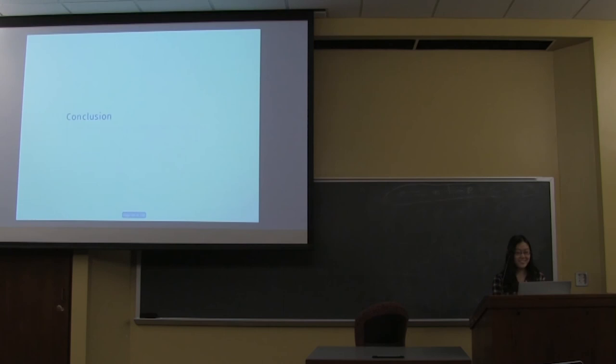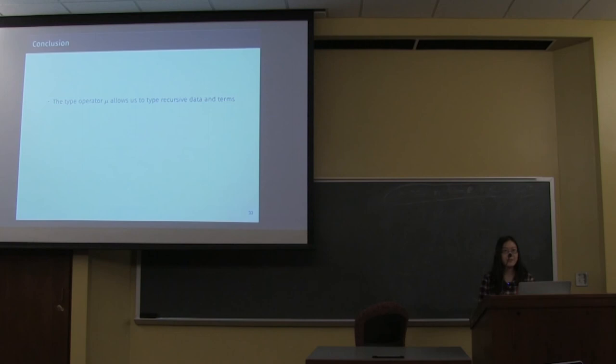All right, so conclusion. Before I start concluding, any questions about what we've covered so far? Nope, cool. So main takeaways, the type operator mu allows us to type recursive data and terms. It's defined as the type level fixed point combinator. And we have two approaches to incorporating recursive types into a type system. We have the equi-recursive approach, which treats a recursive type as equal to its expansion. We have the iso-recursive type, which treats the recursive type as isomorphic to its expansion. So this one is more manual labor for the programmer, and the other one is more work on the compiler side.